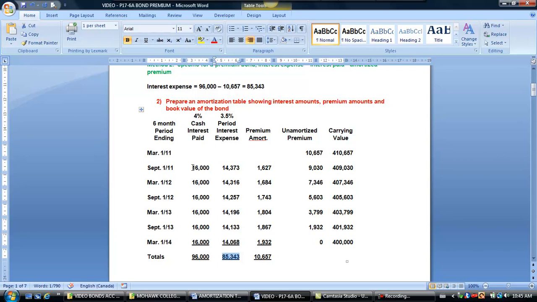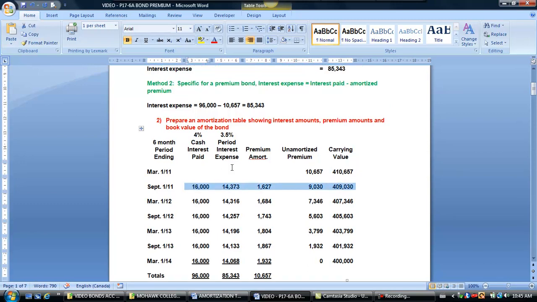So you can sometimes use these relationships that you see in the bond table, however you learn them or set up your table, and say, I already know my interest expense is going to be the difference between interest paid and premium amortized in every period. That relationship holds true every period. So for the total over the 3-year period, the same thing holds. You can use this method for the premium bond to calculate your interest expense before you even do the table, if you understand some of these critical relationships.